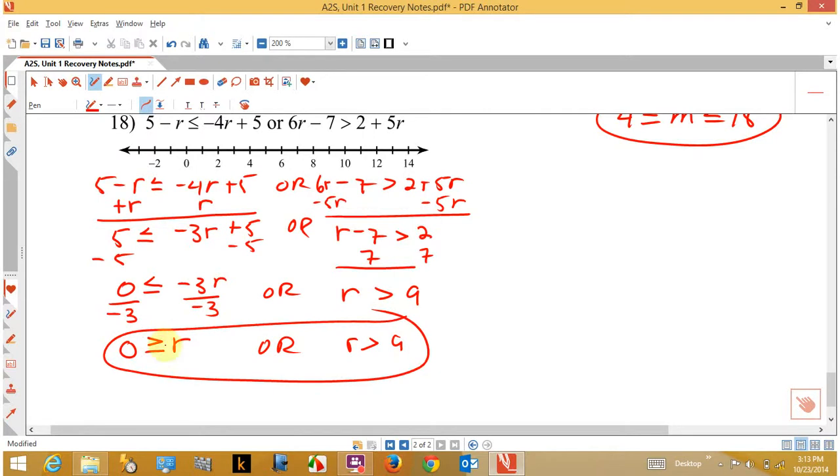This is an OR, so r is less than or equal to 0. Closed dot. And over here I have r is greater than 9. Now notice that that does not have an equal to sign underneath it, so that's going to have to be an open dot. And that should be it.